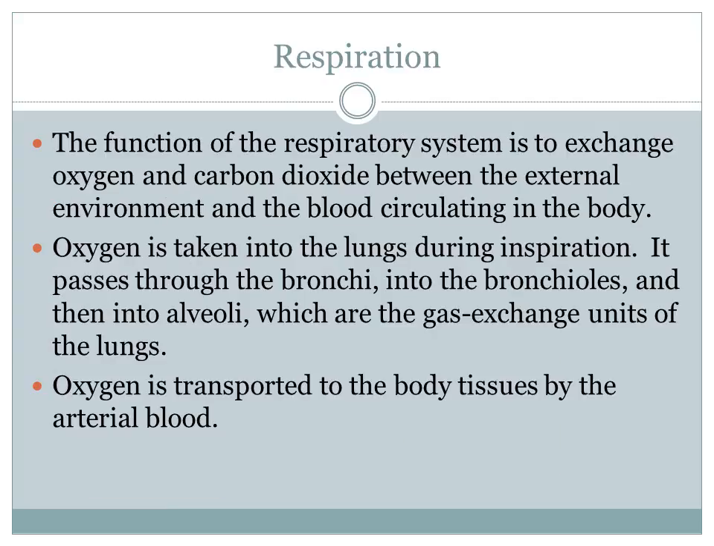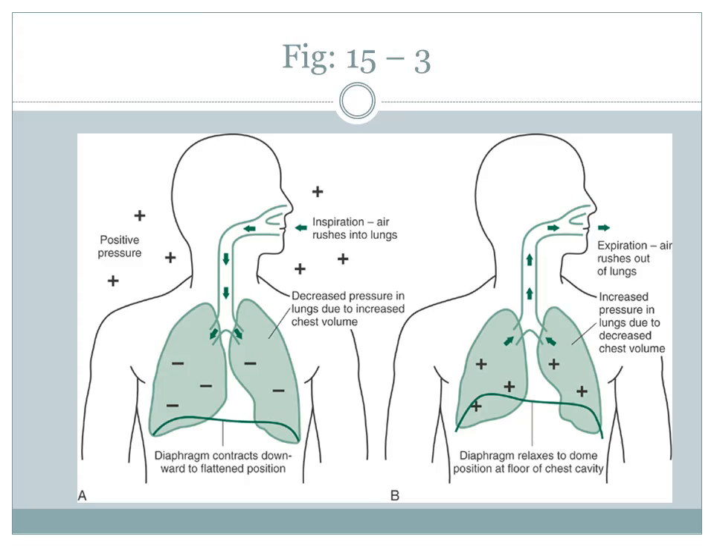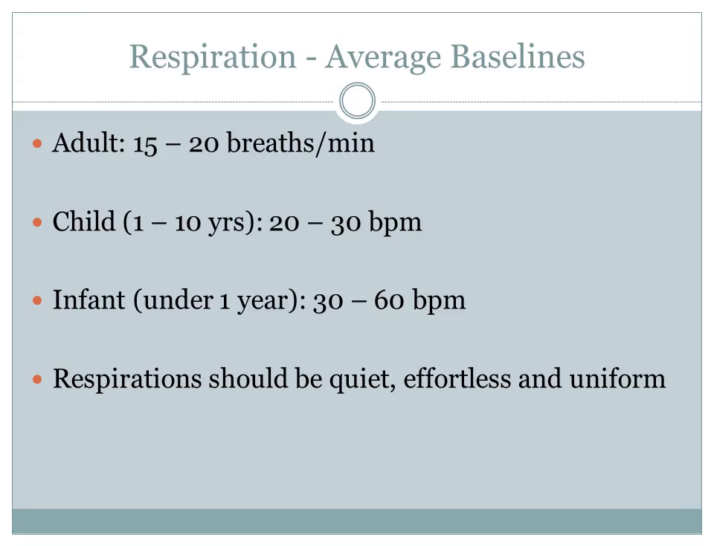Respiration. The function of the respiratory system is to exchange oxygen and carbon dioxide between the external environment and the blood circulating in the body. Oxygen is taken into the lungs during inspiration. It passes through the bronchi, into the bronchioles, and into the alveoli, which are the gas exchange units of the lungs. Oxygen is transported to the body tissues by the arterial blood. This is a diagram depicting inhalation and exhalation.